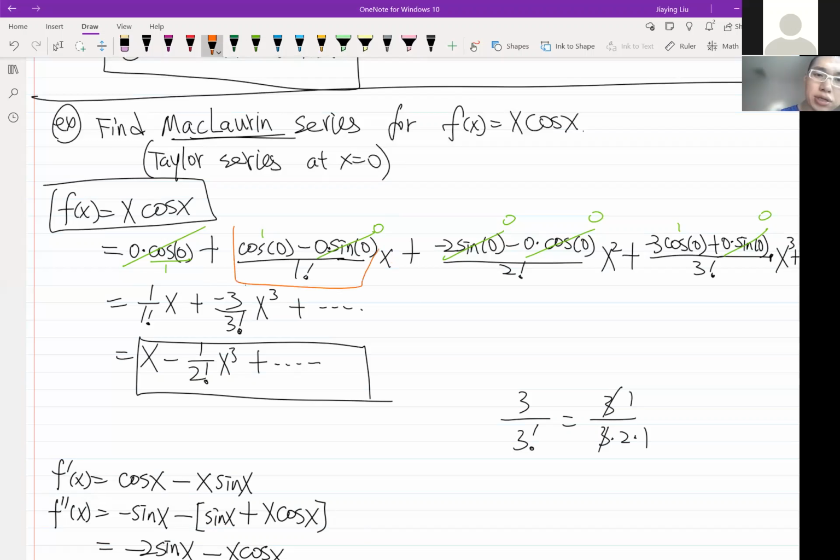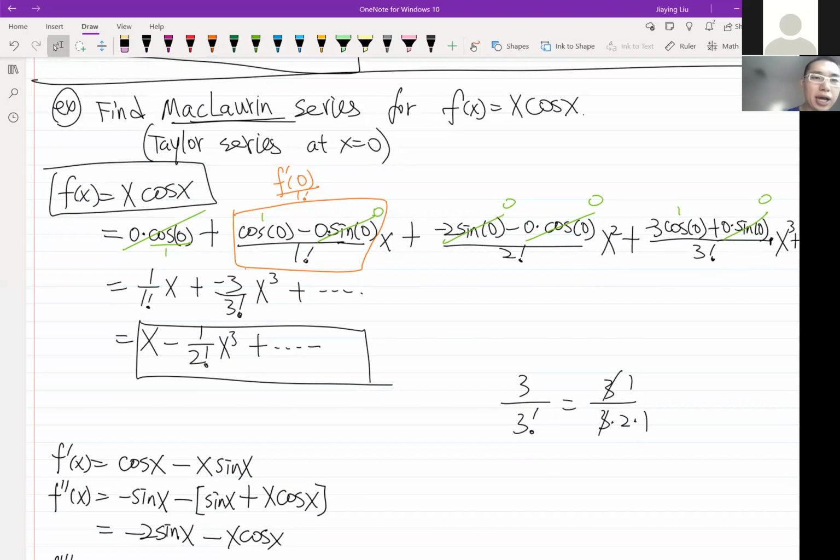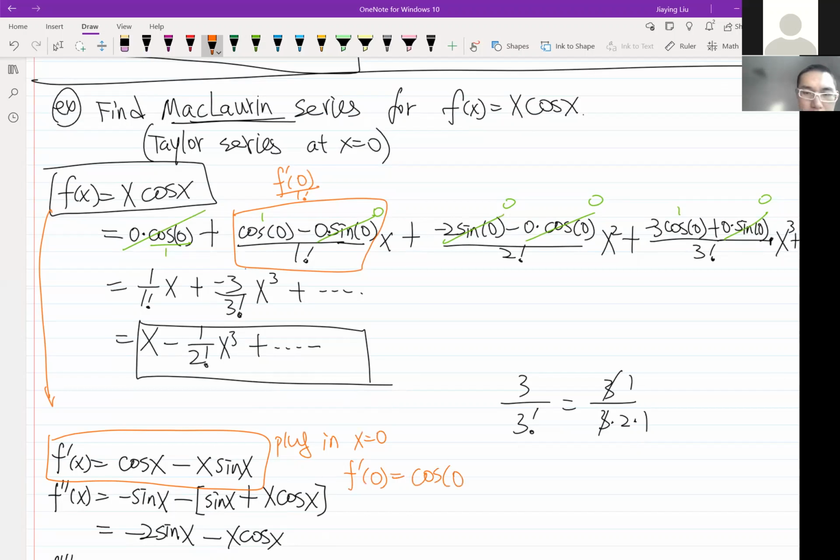Yeah. Right, so this expression should be f prime of 0 divided by 1 factorial. What I did on the side is I take the function f of x and find the derivative f prime of x, just normally, how we take the derivative. But I need f prime of 0, not f prime of x. So what I did next is plug in x equals 0 to find f prime of 0, which is just plugging in 0 for each term there, cosine 0 minus 0 times sine 0.